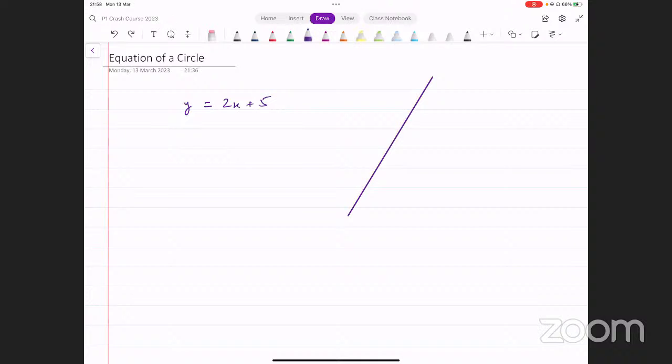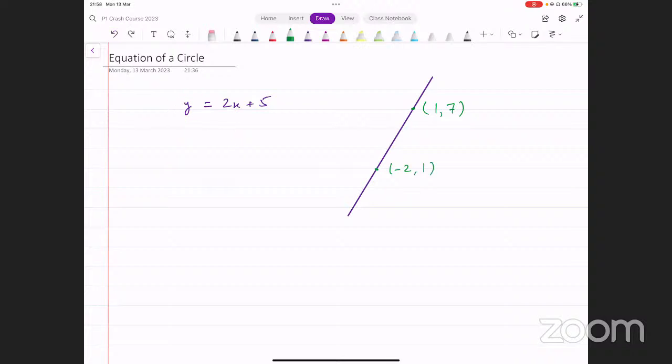For example, if I knew that the x coordinate at one point here was 1, what about the y coordinate? The y coordinate would have to be 7 so that it satisfies this equation. Similarly, if there was another point here which was -2, then the y coordinate corresponding to that would have to be 1. All right, because when we input -2 into this, we get the corresponding value 1.